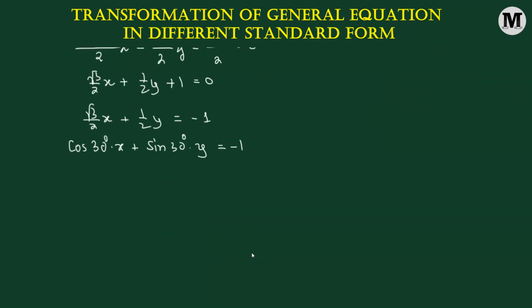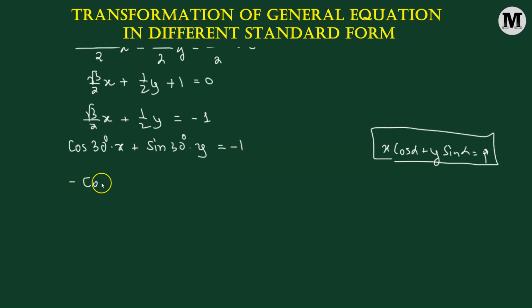What we're trying to do here is rewrite the equation in the form x cosine of alpha plus y sine of alpha equals the perpendicular distance between the line and the origin. So this is what we need here. And as we can see, p is coming out to be negative 1. But we know that the distance must be positive. So let's rewrite the equation as negative cosine of 30 degrees times x minus sine 30 degrees multiplied to y, equals positive 1.